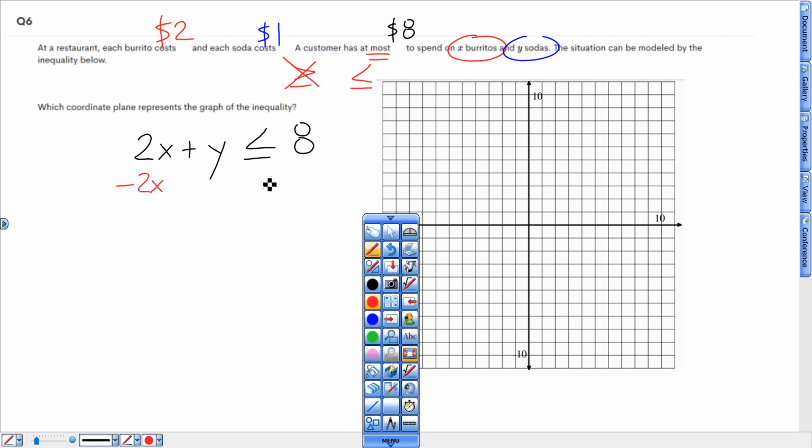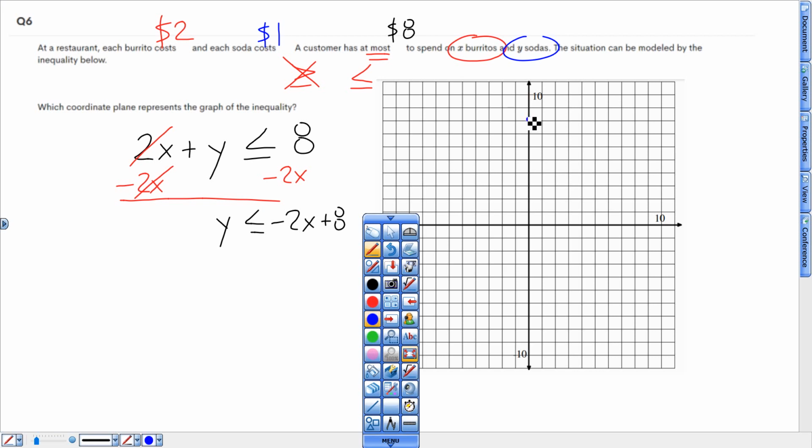So take away 2x on both sides. Bring this y down. Don't put an equal there. Make sure you bring that inequality down. Don't switch that negative to the 8. It's negative 2x plus 8. 8 tells me where to put my first point on the y-axis. 1, 2, 3, 4, 5, 6, 7, 8, right here.